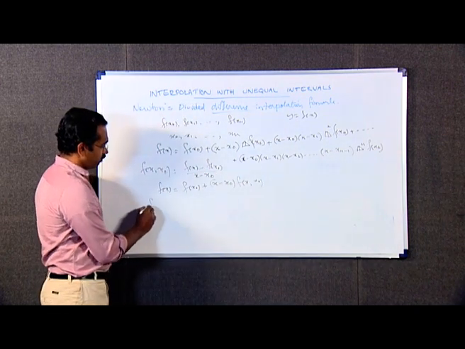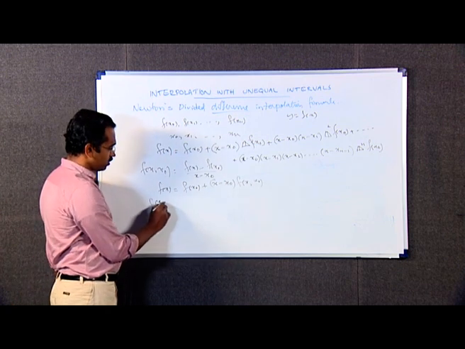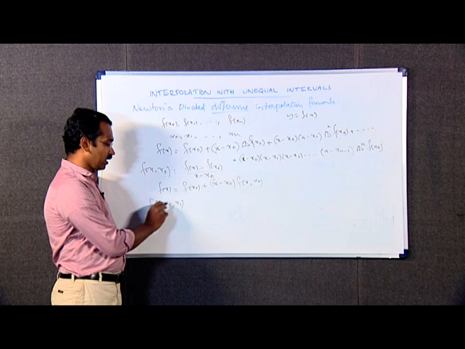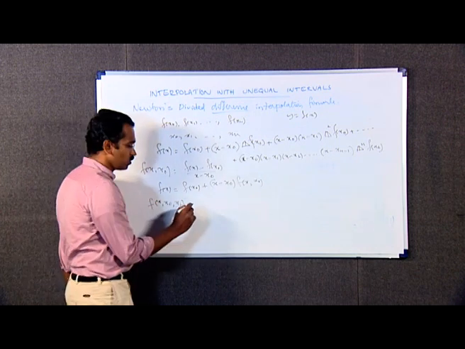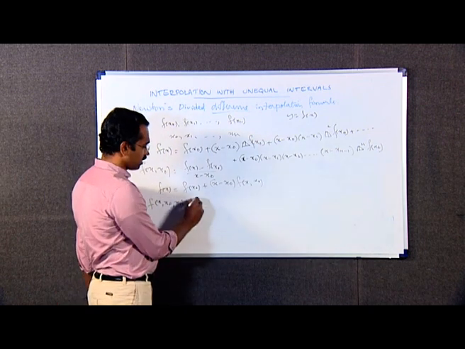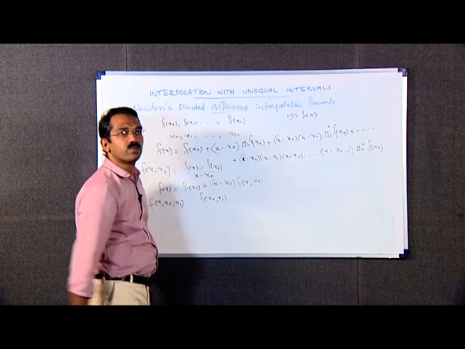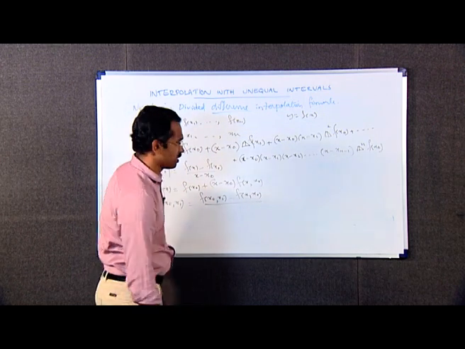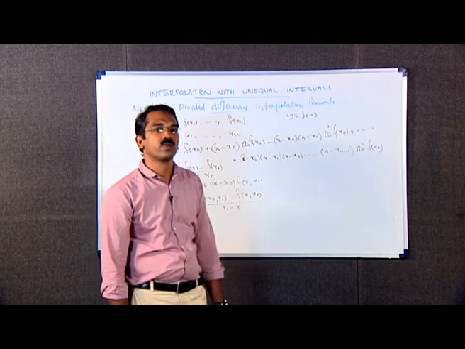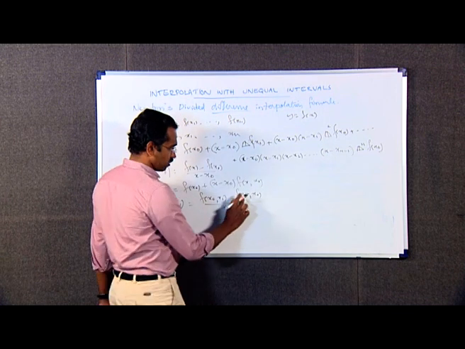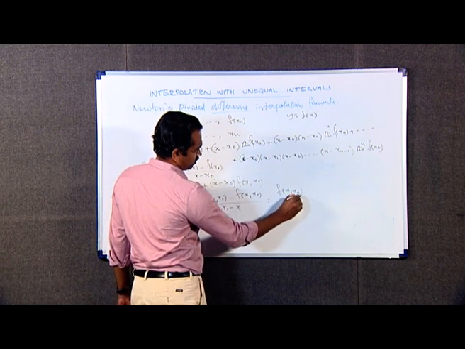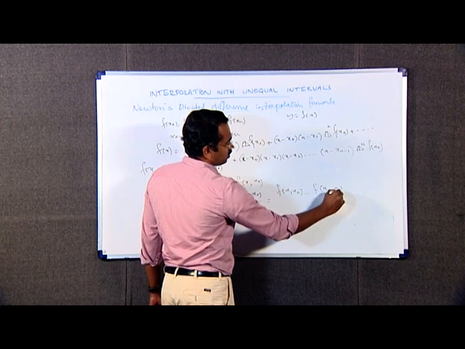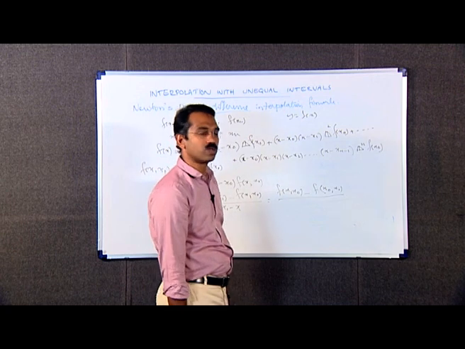Now, f(x, x0, x1), that is the divided difference between three arguments x, x0, x1, is equal to f(x0, x1) minus f(x, x0) divided by x1 minus x, which is equal to f(x, x0) minus f(x0, x1) divided by x minus x1.